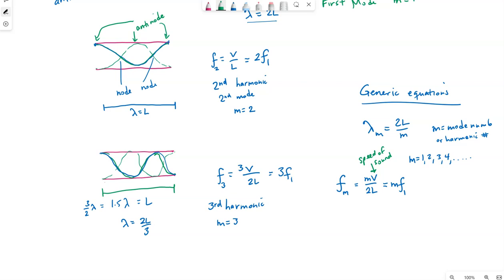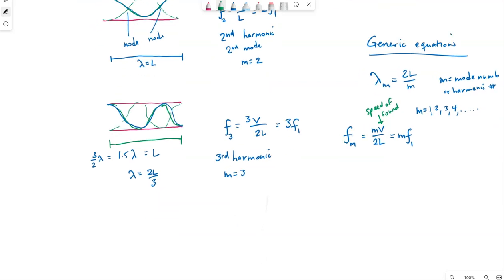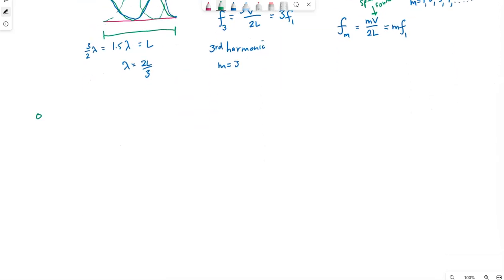Now, the other situation we could have is a pipe that is open at one end, but closed at the other. So open at one end, closed at the other. We already know the open end needs to be an antinode, but the closed end is a fixed end. So the closed end has to be a node. The open end has to be an antinode.